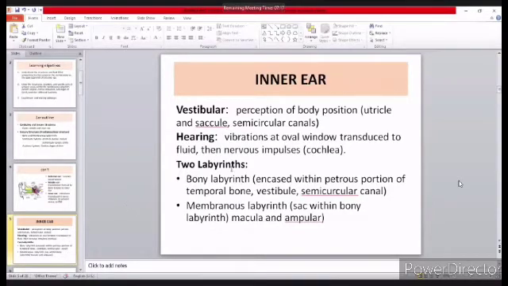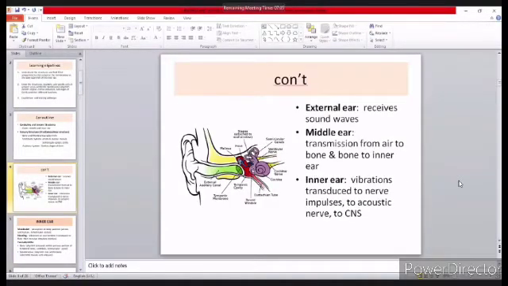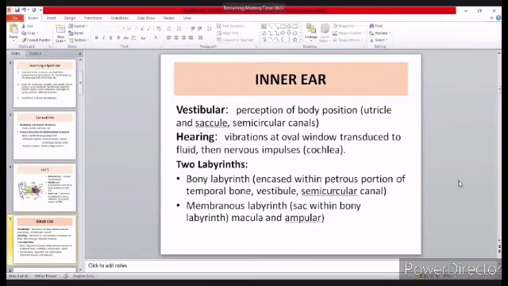So the two labyrinths that we have are, first, the bony labyrinth. These are encased within the petrous portion of the temporal bone. They're just inside the temporal bone. They consist of a vestibule. This is our vestibule here, where I'm pointing. We have the cochlea here, and we have the semicircular canals. So it consists of the vestibule as well as the semicircular canals.